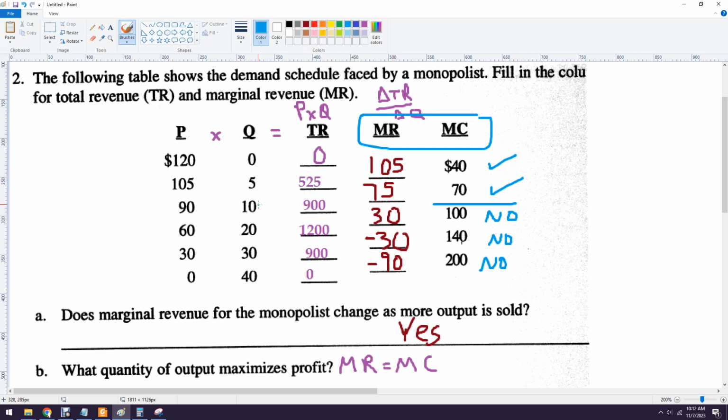We're going to produce a total of 10 units, because that's the last unit where our marginal revenue is higher than our marginal cost, and we're going to charge a price of 90, and that's how to solve that type of problem.